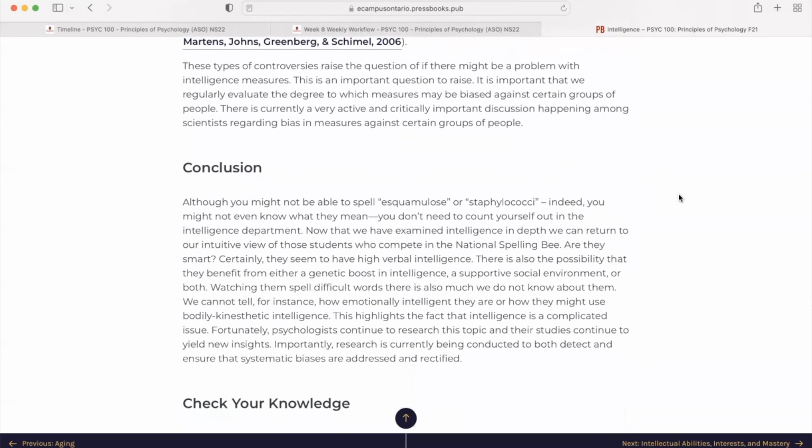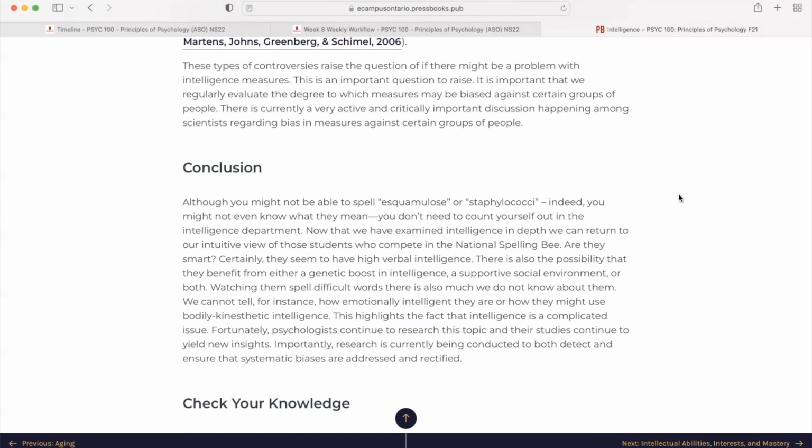In conclusion, although you might not be able to spell those words from the spelling bee, indeed you might not even know what they mean, you don't need to count yourself out in the intelligence department. Now that we have examined intelligence in depth, we can return to our intuitive view of those students who compete in the National Spelling Bee.